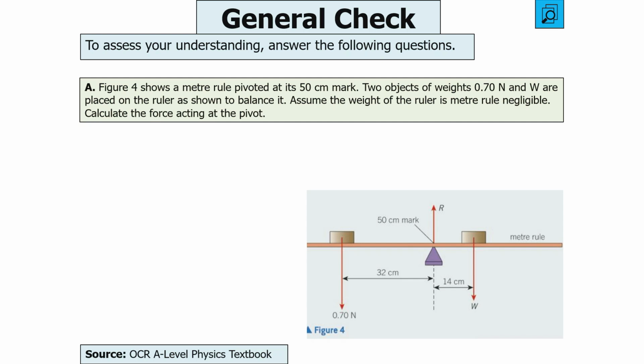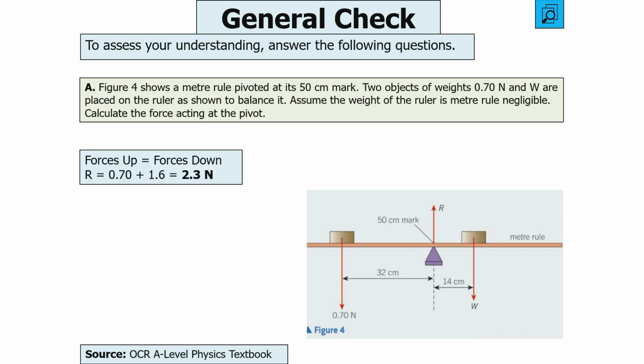With the same idea, calculate the force acting on the pivot. Now we know, because it's balanced, it's in equilibrium, that the forces up must equal the forces down. So we can say R is equal to 0.70 plus 1.6, which is therefore equal to 2.3 newtons.